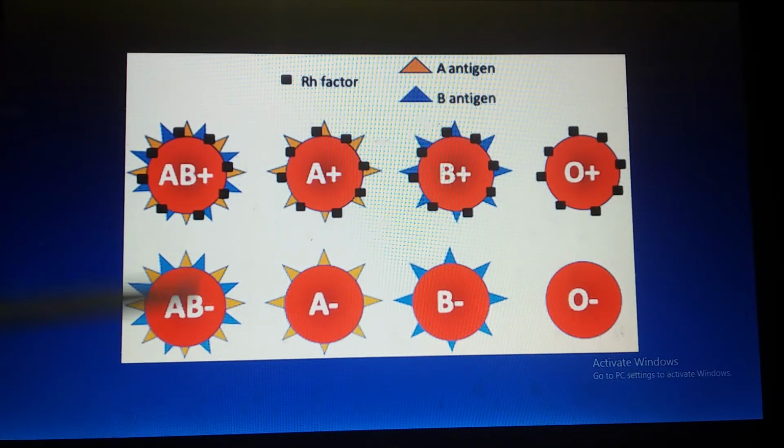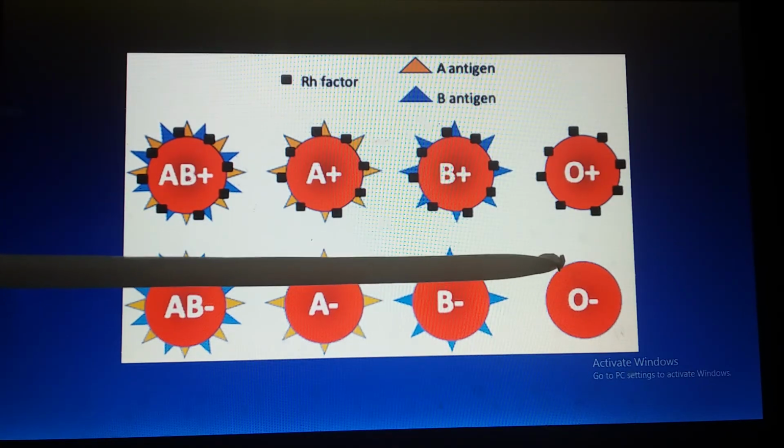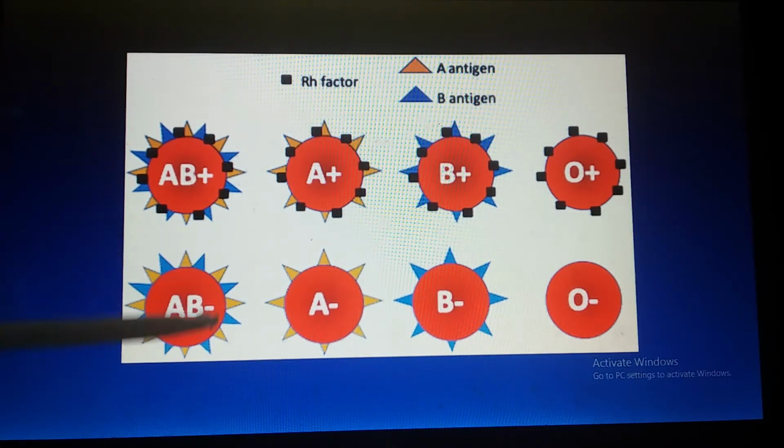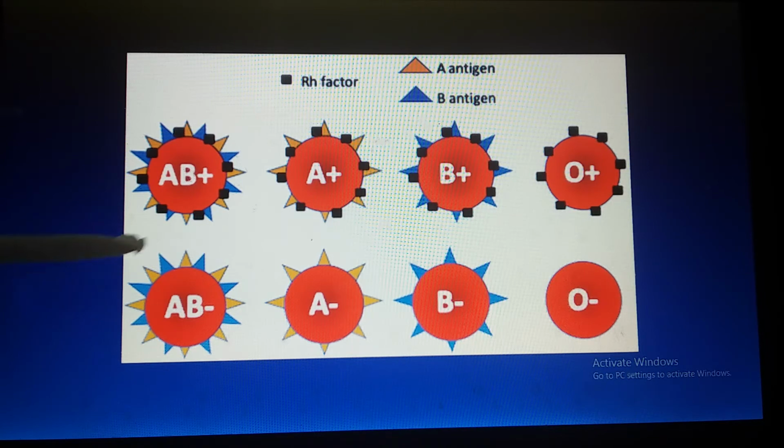So next, these all are negative persons, because you can see here this is AB negative, this is A negative, B negative and O negative. On the surface of the red blood cells of the AB blood group person, you can see here A and B antigen are present but Rh factor is absent. So the person will be AB negative.